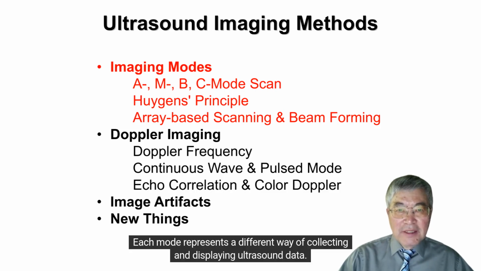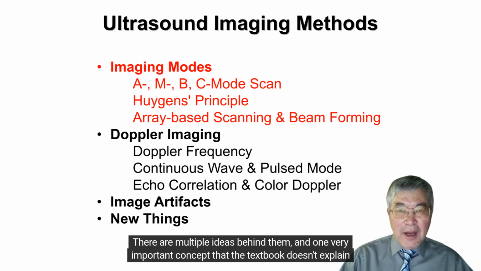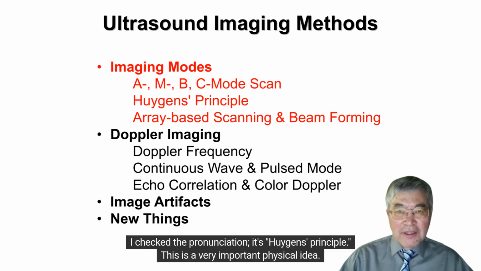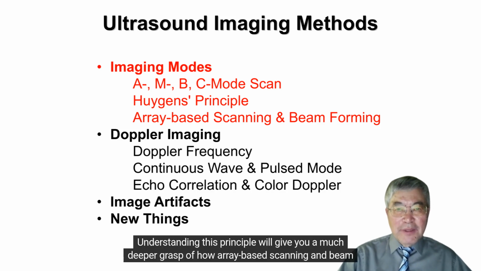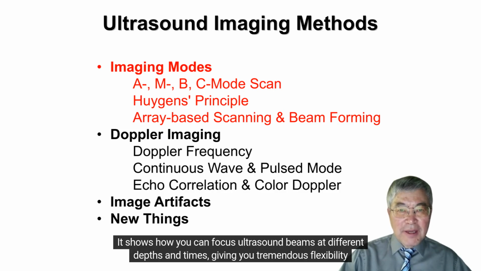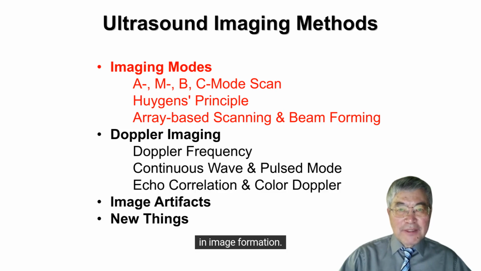Each mode represents a different way of collecting and displaying ultrasound data. There are multiple ideas behind them, and one very important concept that the textbook doesn't explain in detail, but I believe you really need to know, is called Huygens principle. I checked the pronunciation, it's Huygens' principle. This is a very important physical idea. Understanding this principle will give you a much deeper grasp of how array-based scanning and beamforming work. It shows how you can focus ultrasound beams at different depths and times, giving you tremendous flexibility in image formation.